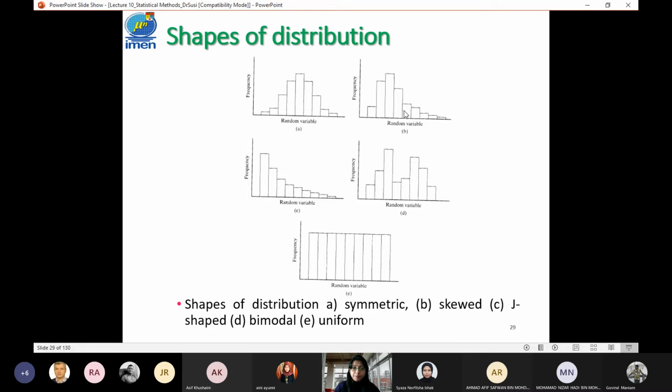Okay, and B is showing a skewed to the left, and this is J-shaped, and this is a bimodal. You have two peaks, bimodal, and this is uniform. All the values are the same.